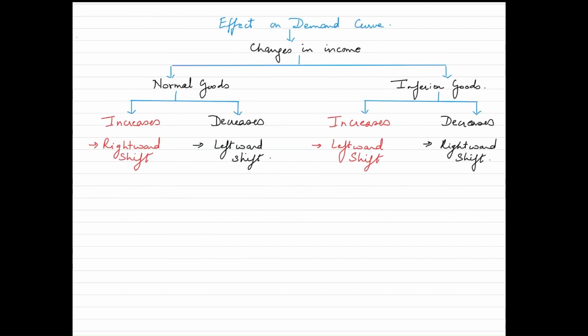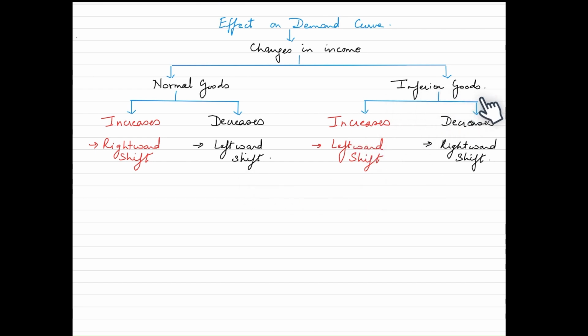So when we talk about effects on the demand curve, the main focal point here is changes in income. In case of normal goods, when income increases, you would see a rightward shift in the demand curve because consumers can consume more since they have more money at their disposal to spend. When the income of a consumer would fall, people would not be in a position to buy these commodities, and hence the demand curve for normal goods would shift to the left, indicating a decrease in demand.